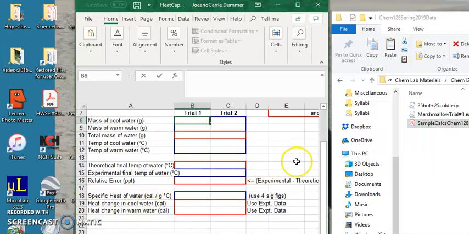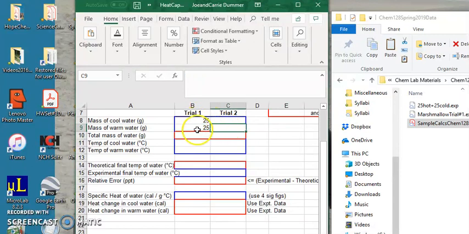Okay, here is your screencast to help you with your Marshmallow Calorimetry lab report. We worked on the first tab of this spreadsheet in lab today, but just to refresh your memory, we decided that in our first trial we had 25 grams of cool water and 25 grams of warm water, because we know the density of water is 1. If we know the milliliters of water, we know that the grams are also the same.